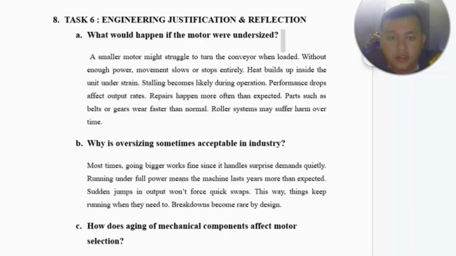Task 6, Engineering Justification and Reflection. A. What would happen if the motor were undersized? A smaller motor might struggle to turn the conveyor when loaded. Without enough power, movement slows or stops entirely. Heat builds up inside the unit under strain. Stalling becomes likely during operation. Performance drops and affects output rates. Repairs happen more often than expected. Parts such as belts or gears wear faster than normal. The roller system may suffer harm over time.